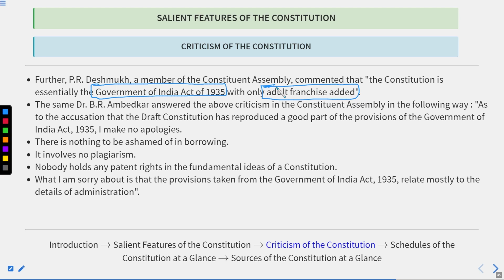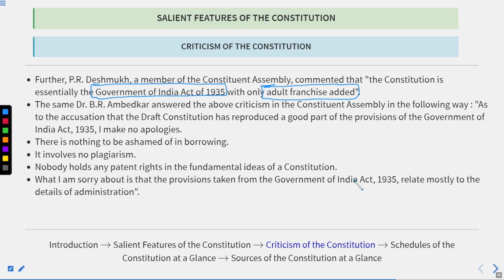There is nothing to be ashamed of in borrowing. It involves no plagiarism. Nobody holds any patent rights in the fundamental ideas of constitution. What I am sorry about is that provisions taken from the Government of India Act 1935 relate mostly to the details of administration. So basically what he's tried to say is that yes, we have borrowed the provisions from the Government of India Act 1935, and there is no shame in doing this because the same act was passed for the administration of the country, which was India.